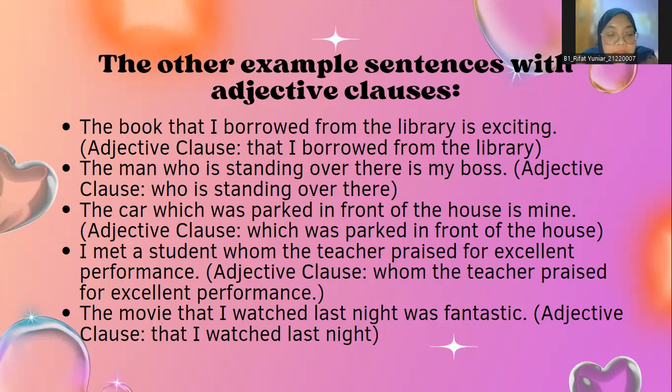And the third example, the car which was parked in front of the house is mine. Adjective clause is which was parked in front of the house. This is explaining about the car. And the fourth, I met a student whom the teacher praised for excellent performance. The adjective clause is whom the teacher praised for excellent performance.